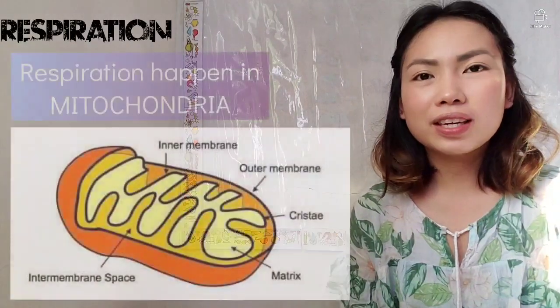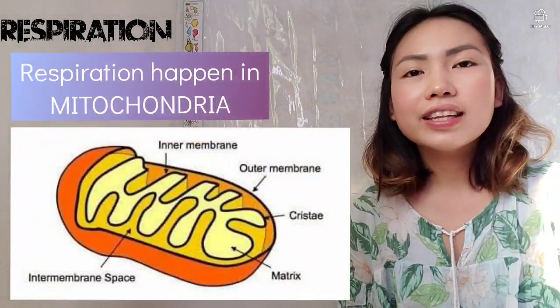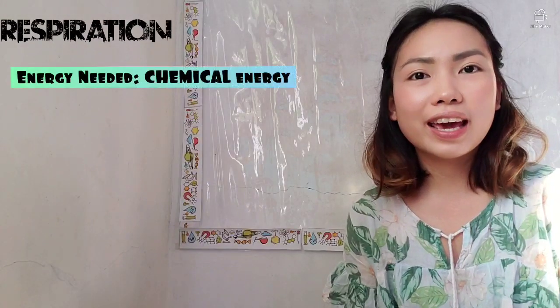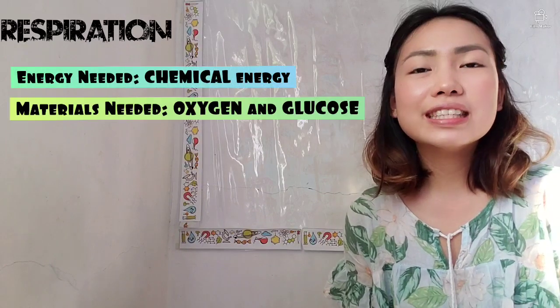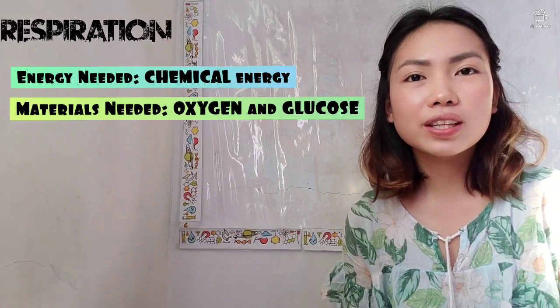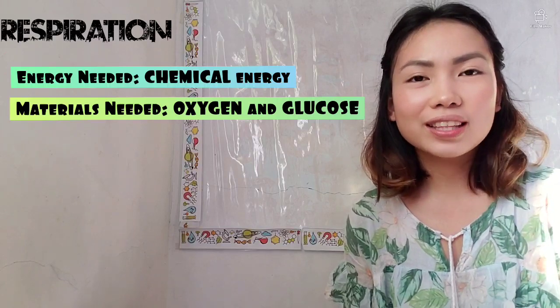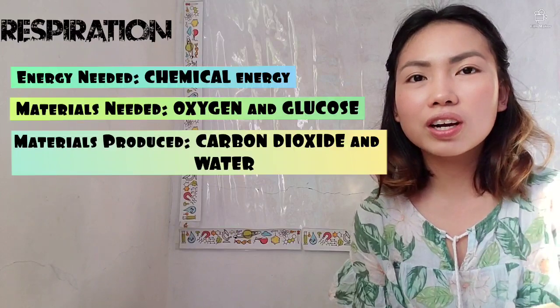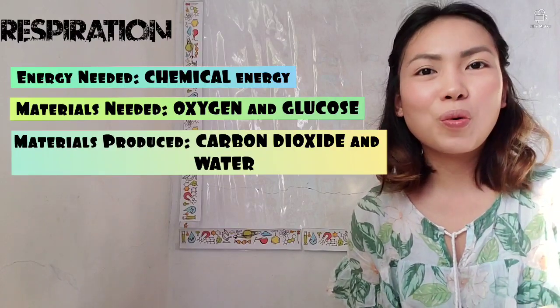On the other hand, respiration is happening in the mitochondria. The energy needed in the respiration is chemical energy. The materials needed in respiration are oxygen and glucose. And then the materials that we will be able to produce in the respiration are carbon dioxide and water.